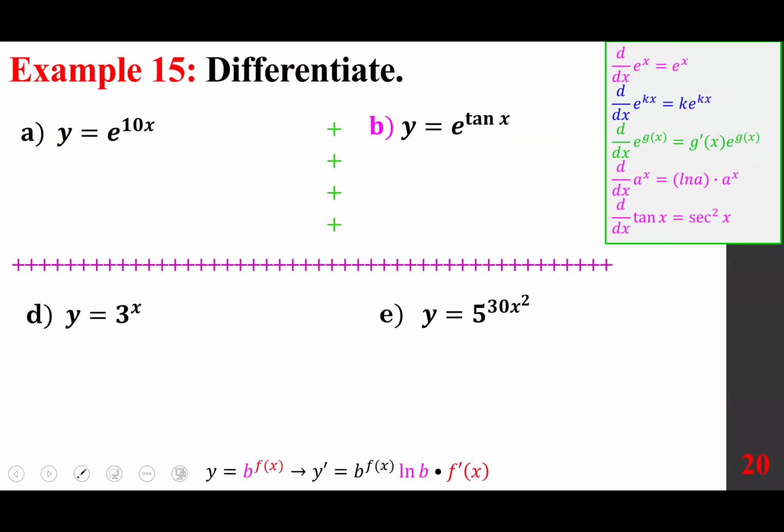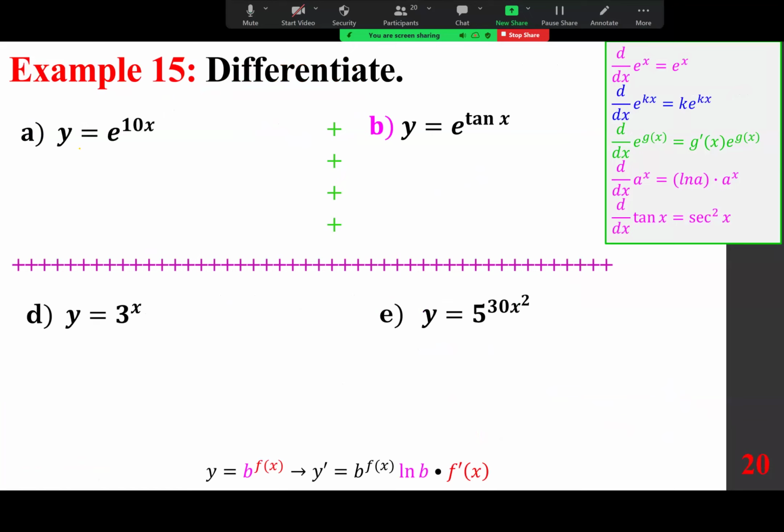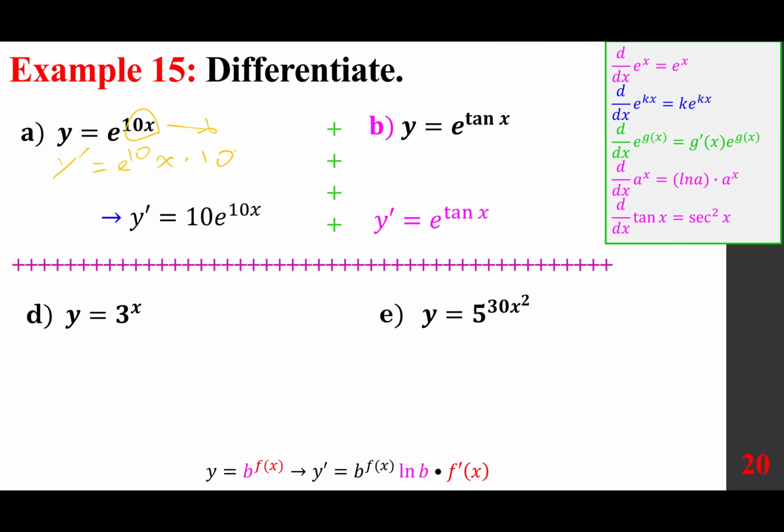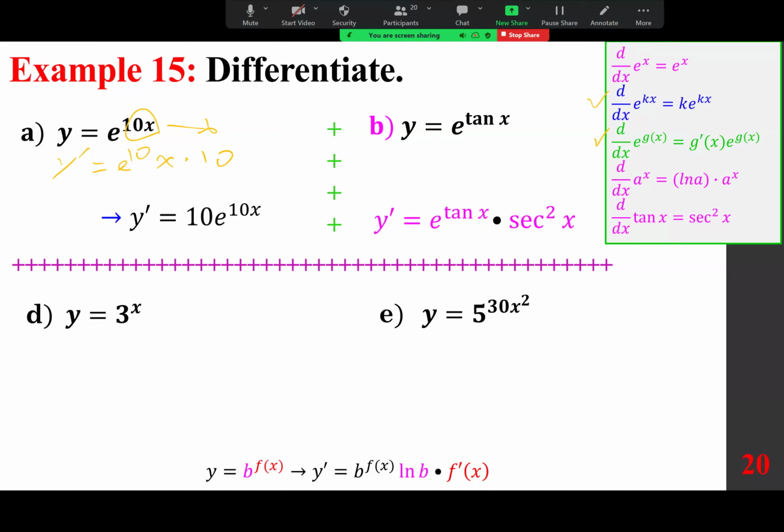Exponential functions. The answer is always itself, class. And then some more. So I would say, okay, y prime is itself. Then times 10. Part B, the answer is itself, e to the power of 10x times the derivative of 10x, secant squared x. So we are using this one or this one, if you will.